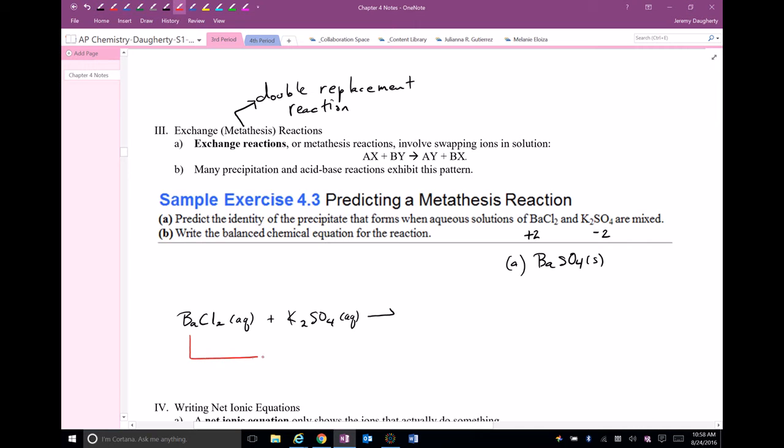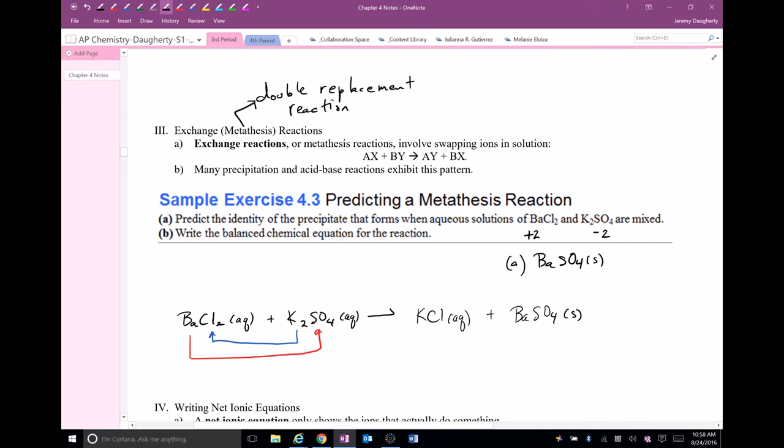We said the barium is going to get with the sulfate, and then the potassium is going to get with the chloride. So let's get the potassium and chloride first. What's the charge on a potassium ion? +1. What's the charge of a chloride ion? -1. So what's the formula if potassium and chloride get together? Yeah, it's just KCl, right? Now, is that going to be solid, liquid, gas, or aqueous? Aqueous. That thing dissolves. And then we already said what the formula for barium sulfate was. It's BaSO4. Is that going to be solid, liquid, gaseous, or aqueous? Solid.